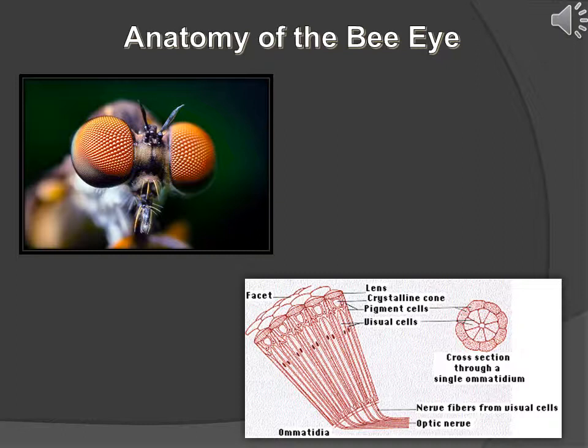A bee's compound eyes are receptive to ultraviolet light, but less receptive to reds. Bees recognize blue, yellow, white, and black. Bees are able to view their surroundings at 300 degrees.